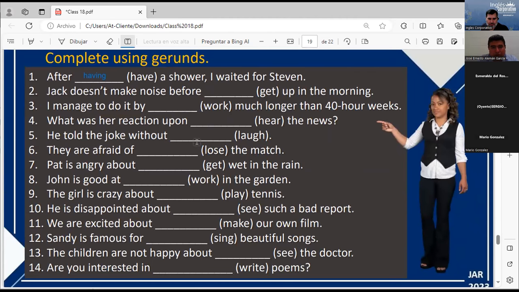Doesn't make noise before getting up in the morning. I managed to do it by working much longer than a 40-hour week. What was her reaction upon hearing the news? The news. He told the joke without laughing.